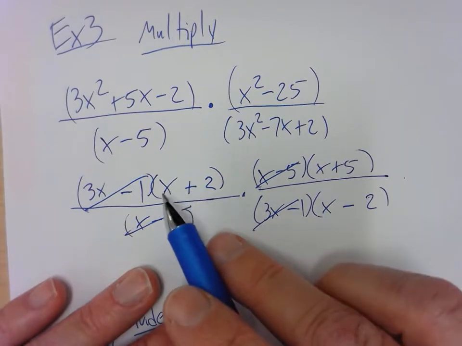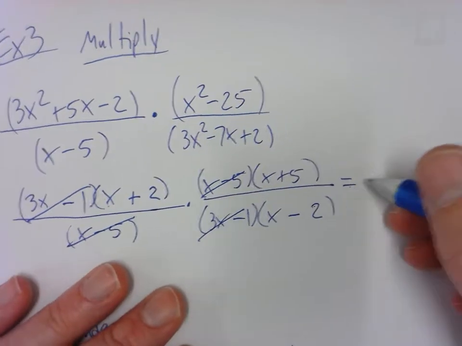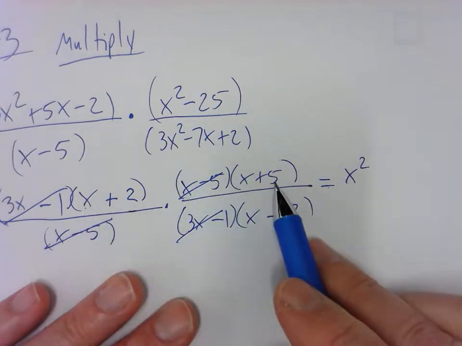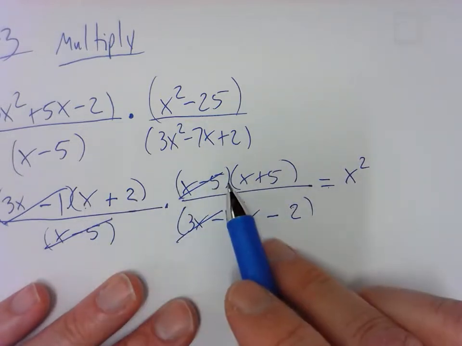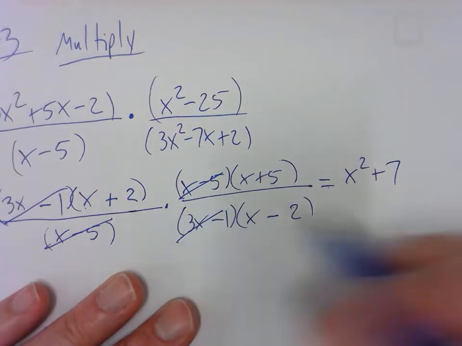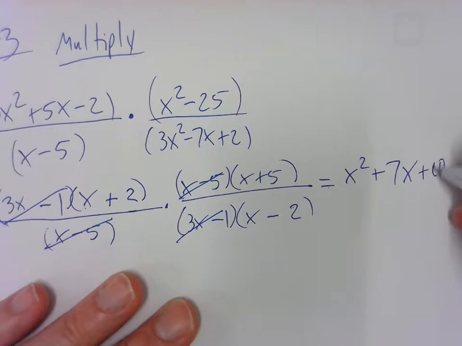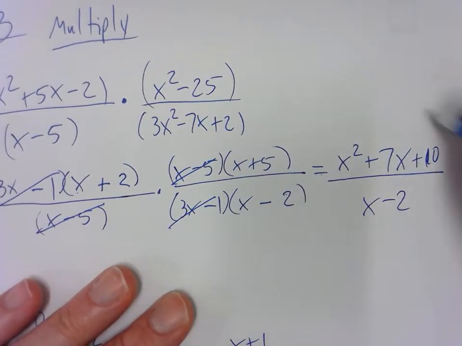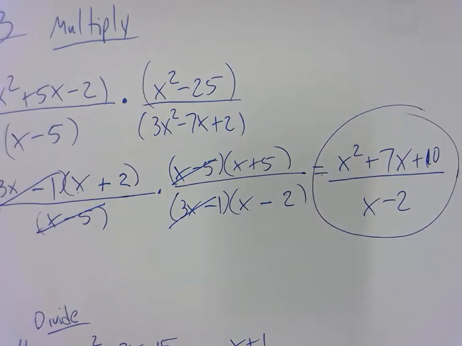So I'm going to FOIL this out. X times x is equal to x squared. X times the 5 is 5x. 2 times the x is 2x. 5x and 2x makes 7x. And then, whoops, 2 times 5 makes 10. Over x minus 2. All right.